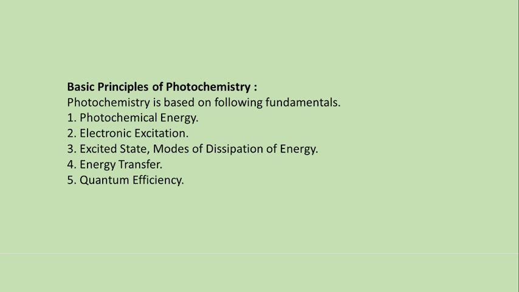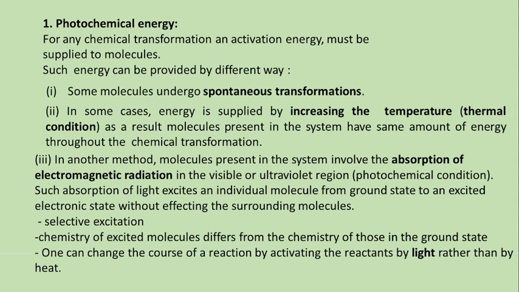First one is photochemical energy. Second one is electronic excitation. Third one is excited states and modes of dissipation of energy. Fourth one is energy transfer, and fifth one is quantum efficiency. We can see them one by one. The first one is photochemical energy. For any chemical transformation, an activation energy must be supplied to the molecule.